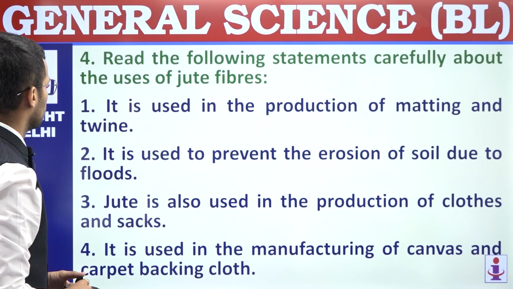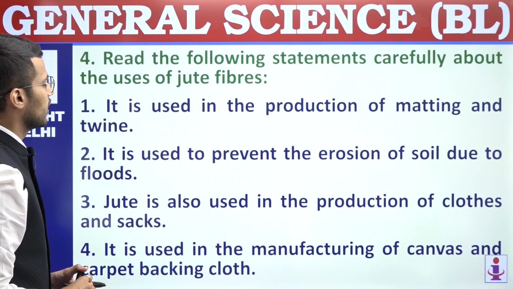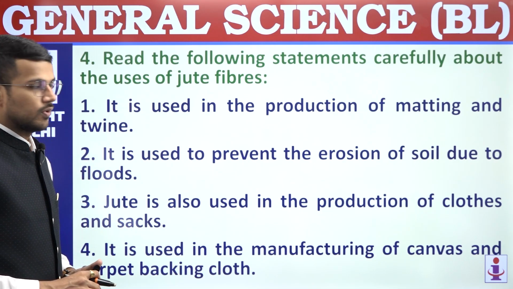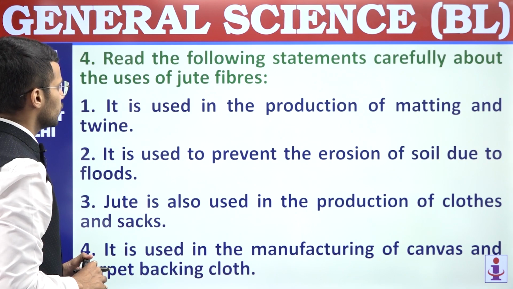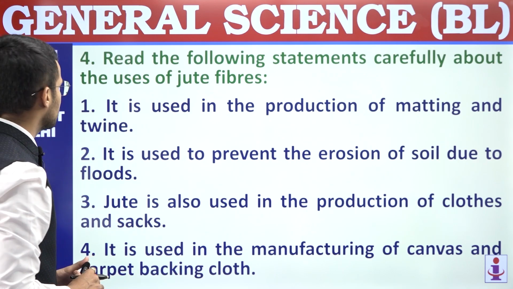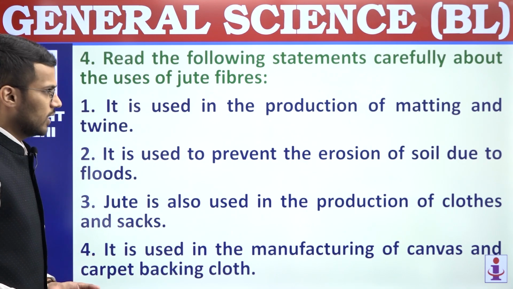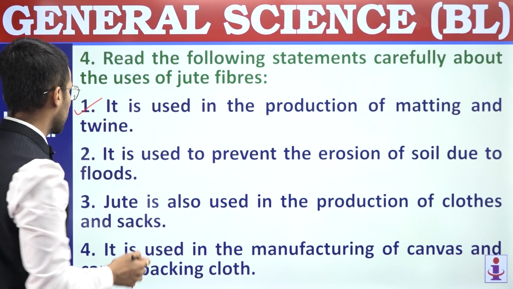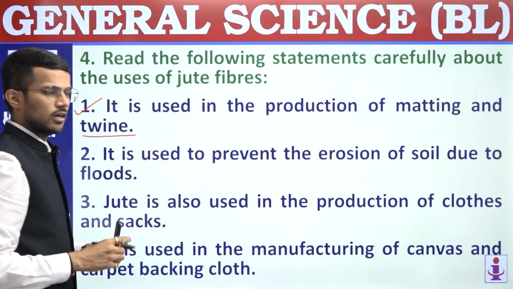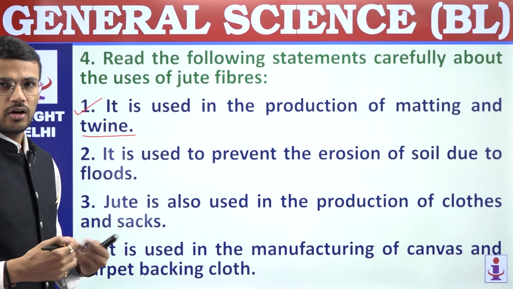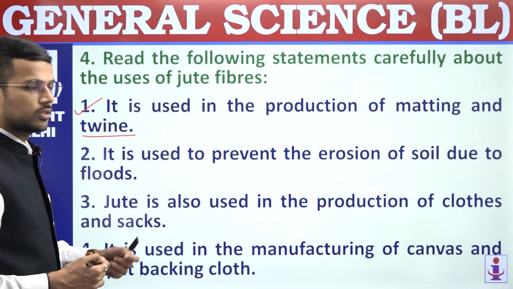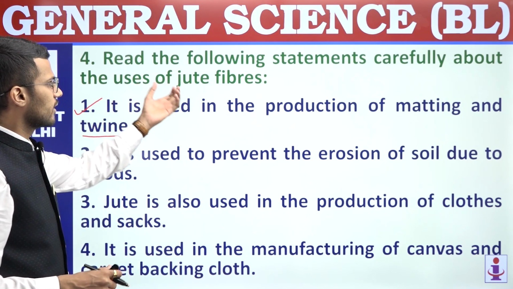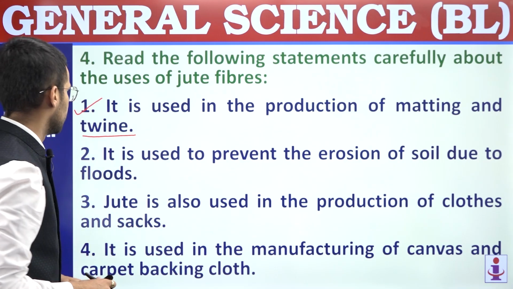Next, question number 4. Read the following statements carefully about the uses of jute fibers, right? First statement, it is used in the production of matting and twine, right? So yes, jute is used in the production of matting and twine. Twine is a kind of strong thread which is used for many purposes, and it is also derived from jute fiber only.